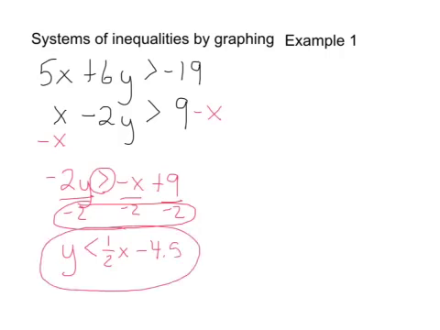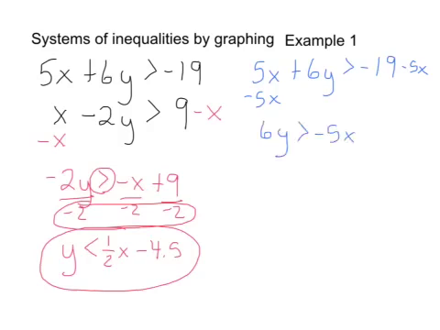I'm going to rewrite the top equation and we'll get y by itself on it. Okay, so the top equation says 5x plus 6y is greater than negative 19. And so I'm going to subtract 5x on both sides. And so I have 6y is greater than negative 5x minus 19. And then I'll divide everything by 6. And so I have y is greater than negative 5 over 6x.